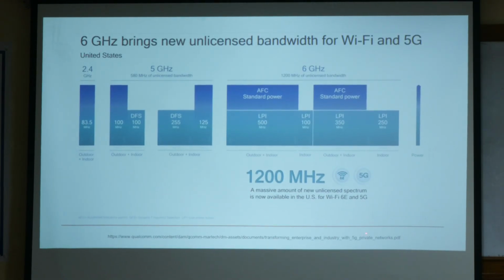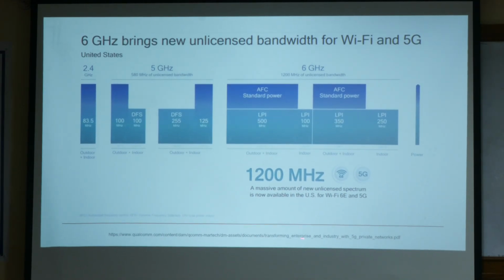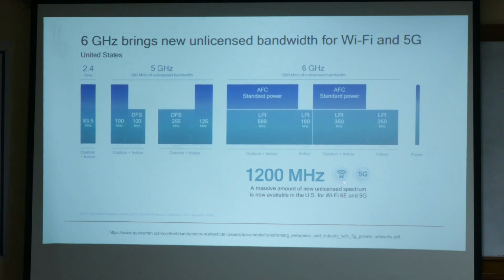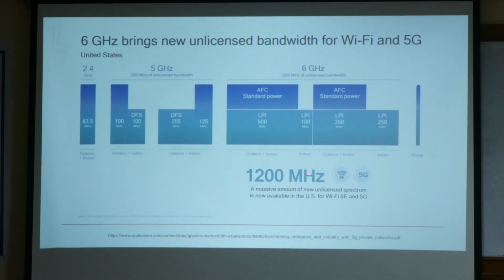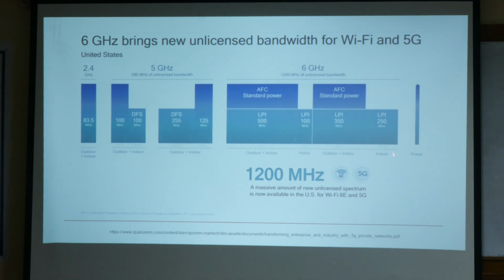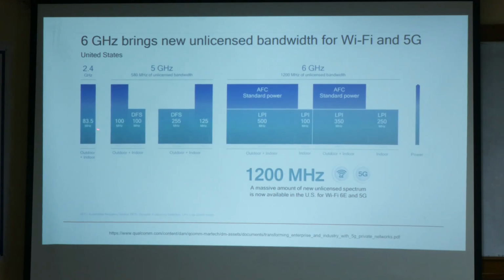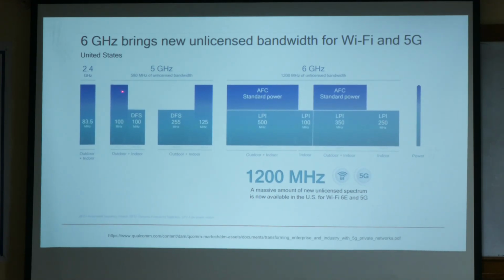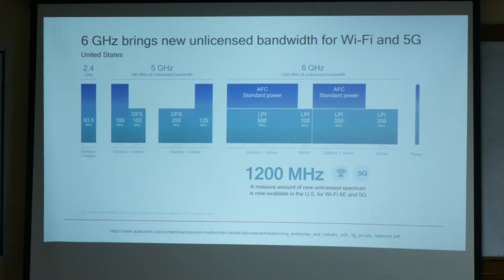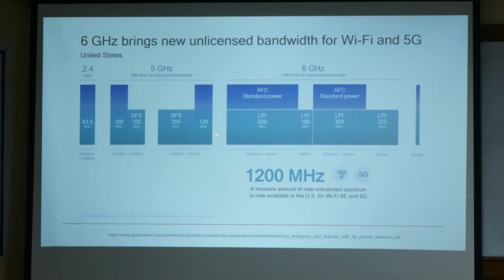And this is from the Qualcomm paper, where they show that Wi-Fi 6E and 5G are almost equivalent. They are not separate, because the bandwidths they are trying to support are almost similar to each other. So 2.4 is 83.5 megahertz. For 5G you have 100 megahertz outdoor plus 100 indoor, and 255 outdoor and 125 indoor.